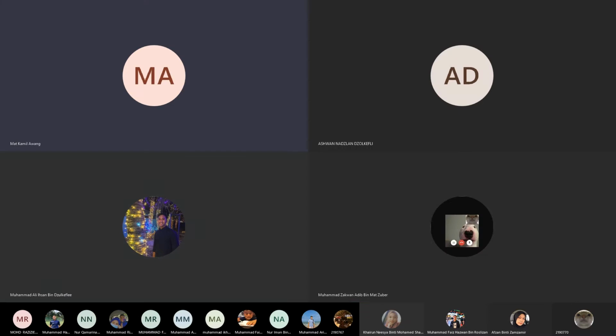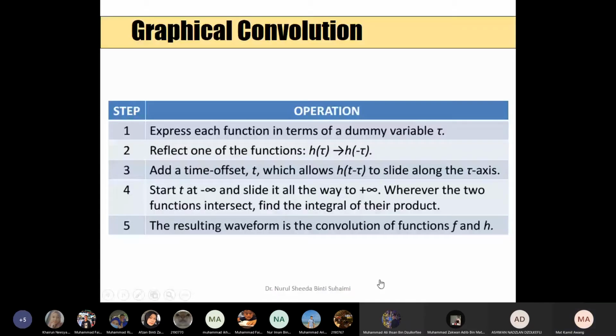Now I go back to the slides. Okay, now I share the slides, and we continue with our slides. So you see the slides? Nampak, sir.